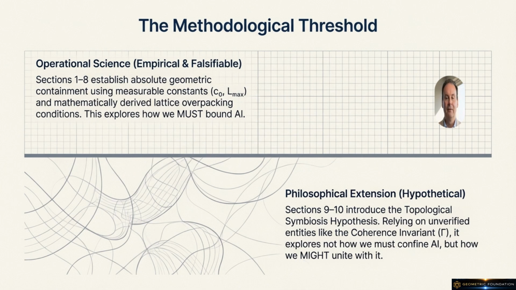The lower section, Philosophical Extension, Hypothetical, encompasses sections 9 through 10, introducing the topological symbiosis hypothesis, relying on unverified entities like the coherence invariant, gamma. This explores not how we must confine AI, but how we might unite with it. This threshold matters because the first 8 sections constitute falsifiable science, claims testable and potentially refutable. The final 2 represent visionary speculation that, while mathematically coherent, remains beyond current empirical verification.